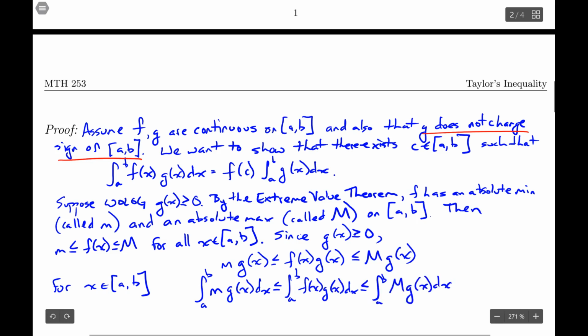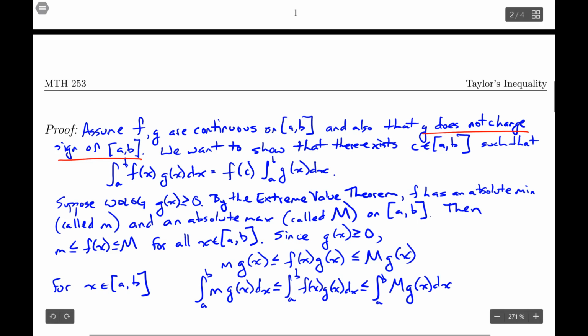This is a statement that we get from all of these integral properties from when you first learned about definite integrals. I think when you learn about definite integrals, you typically learn like 6 or 8 or 9 different properties of definite integrals.